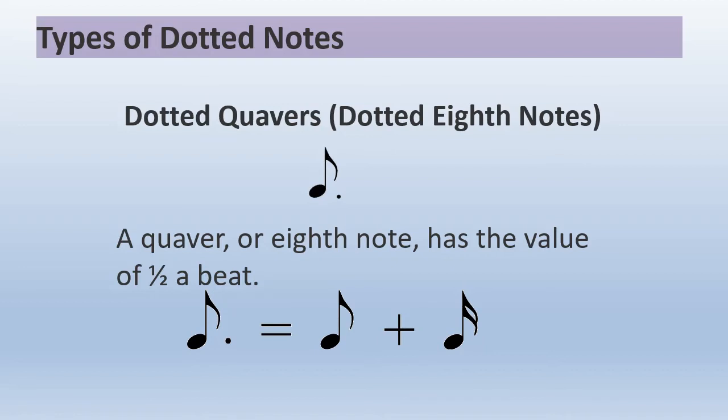Of course, we know that the quaver note is half a beat, so half of half will be 1/4. So half plus 1/4 will give us 3/4.